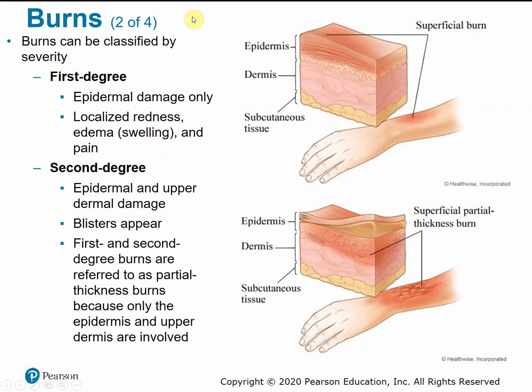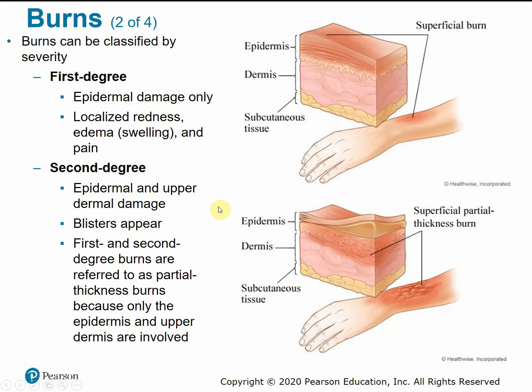Burns are classified based on the severity, or how much of the skin tissue is affected. In first degree burns, only the epidermis has been affected. The dermis is still fine. This would have some localized redness, maybe a little bit of swelling and tenderness. So a mild sunburn would be like a first degree burn.